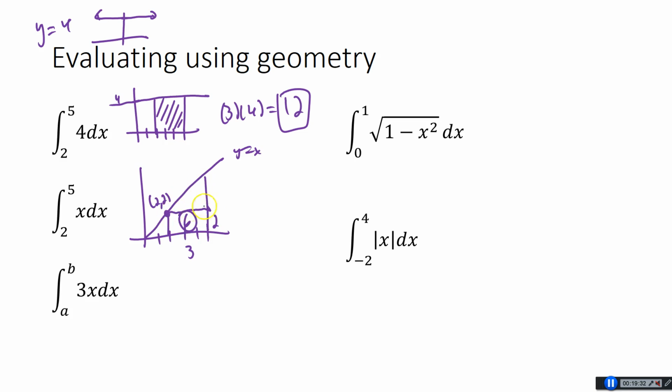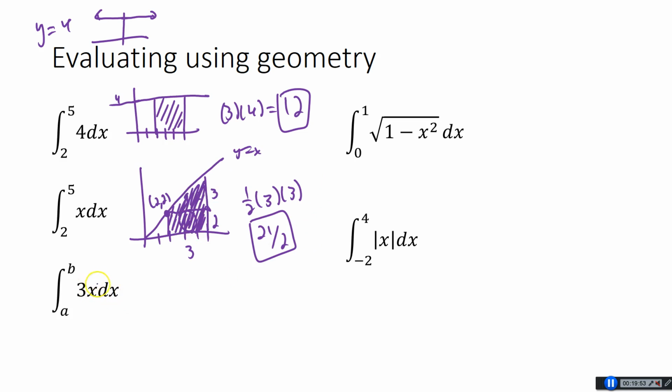And now this triangle, so this would be 3 and 3. So it'd be 1/2 times 3 times 3, which would be 9 halves. 9 halves plus 12 halves is 21 halves. Okay, so just using geometry to be able to find these areas, right? And that's the area of that guy right there.